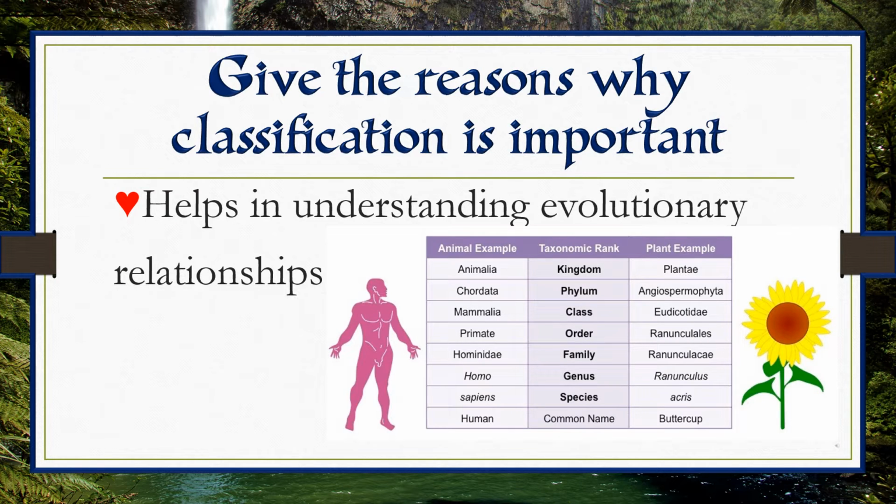Classification helps in understanding evolutionary relationship. If you look at organisms, you can identify whether they are evolutionarily related. For example, if we look at sunflower and man, you find that they are in different kingdoms. So that helps us to understand that there is no evolutionary relationship because they do not have any connection anywhere.